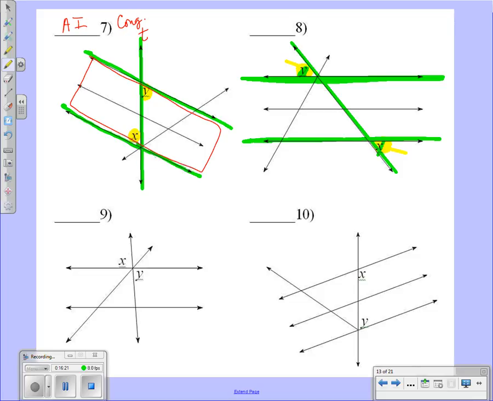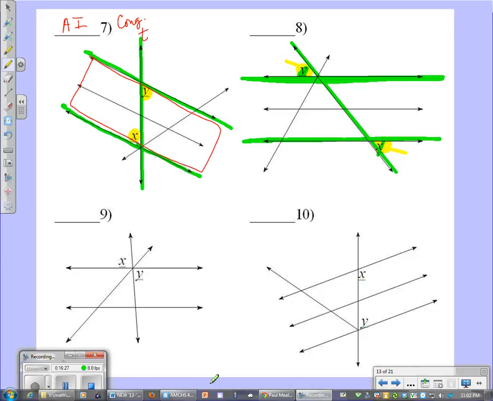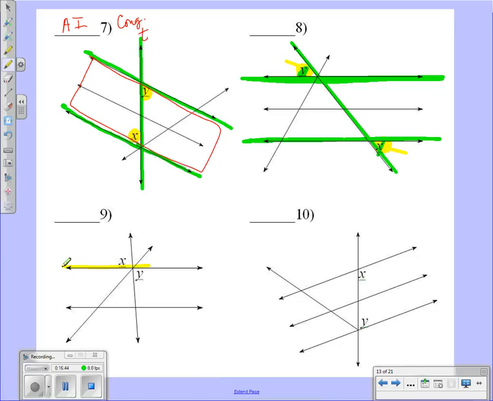Number 9, start off with the transversal. This one's a little bit more tricky. So the key is we want to find the transversal that is going to intersect the two parallel lines. So maybe this one is easier to see the parallel lines. So here's a parallel line, and here's a parallel line. Remember our transversal, we want it to cut the parallel lines.